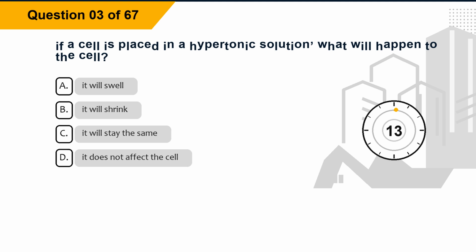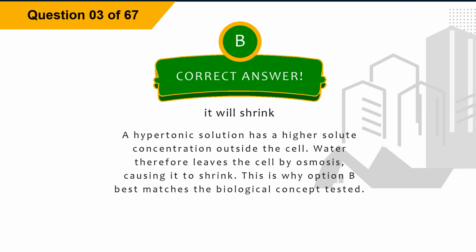Question 3. If a cell is placed in a hypertonic solution, what will happen to the cell? Option A, it will swell. Option B, it will shrink. Option C, it will stay the same. Option D, it does not affect the cell. The correct answer is option B, it will shrink. Explanation. A hypertonic solution has a higher solute concentration outside the cell. Water therefore leaves the cell by osmosis, causing it to shrink. This is why option B best matches the biological concept tested.